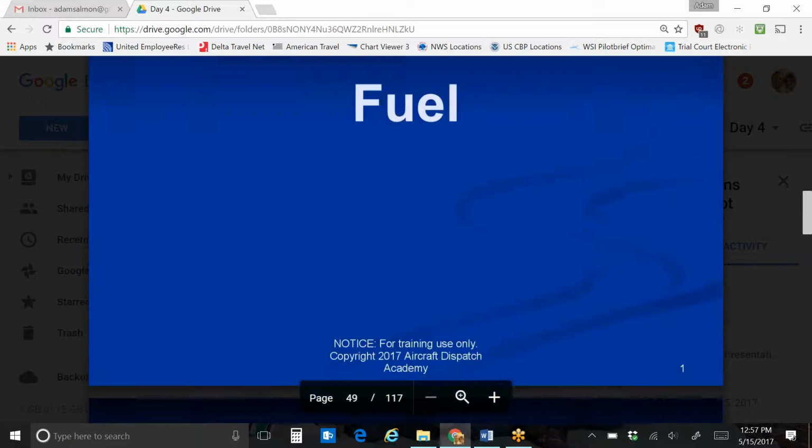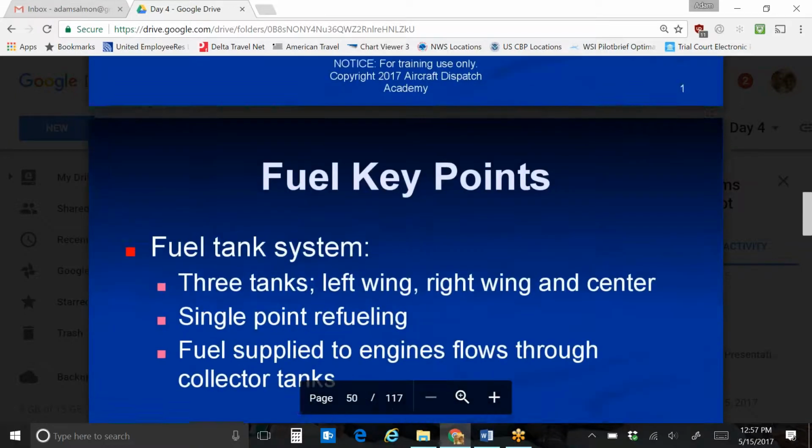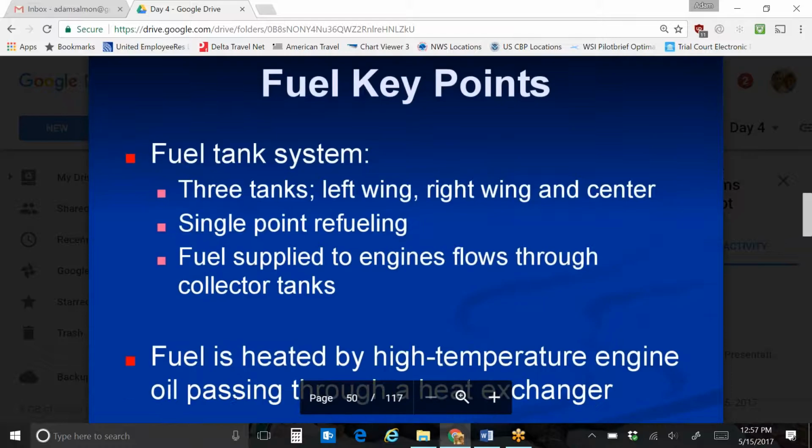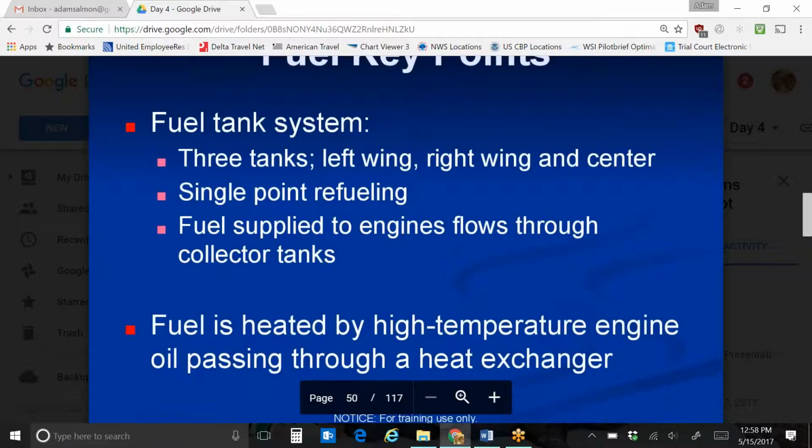The fuel systems. Once again, look at the key points. There's 3 tanks, a left wing, a right wing, and a center tank. The aircraft uses single point refueling, which just means they connect a nozzle to one spot on the aircraft, and they can fuel up all 3 tanks from that one point.